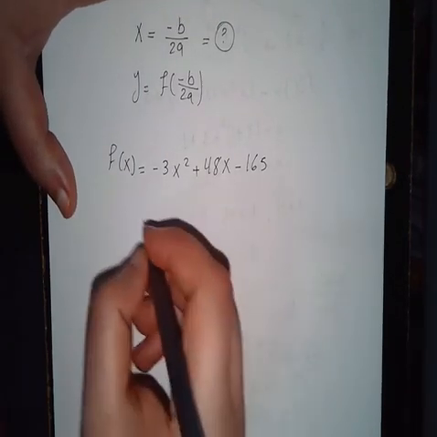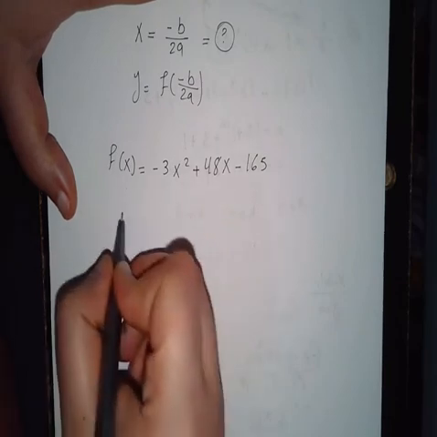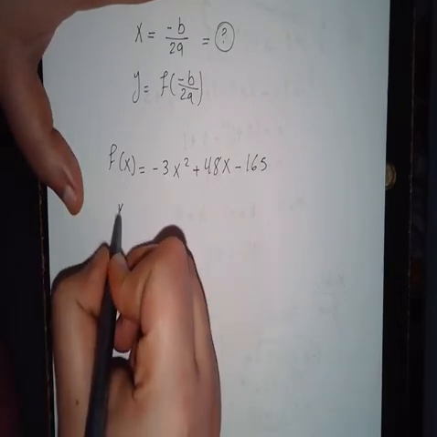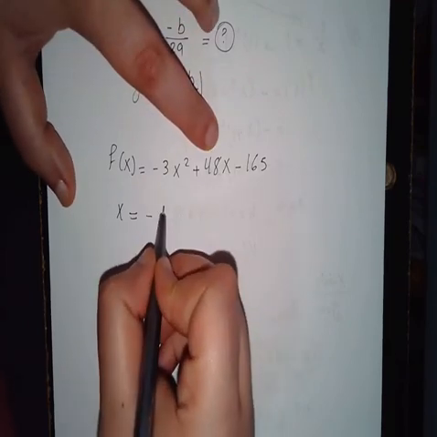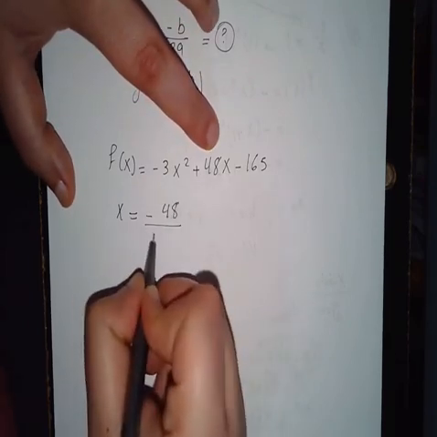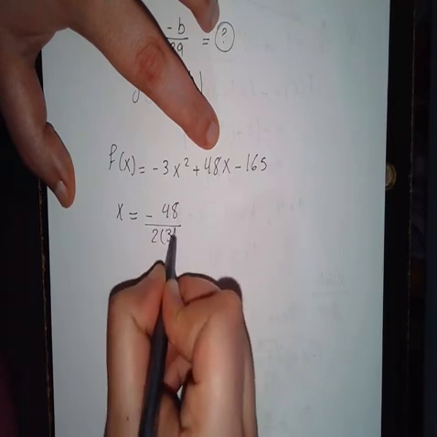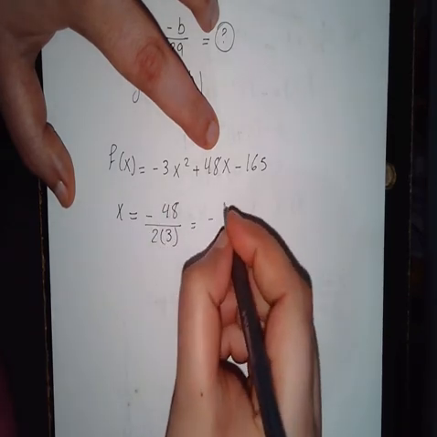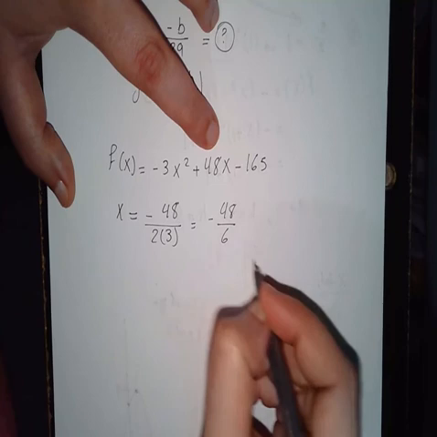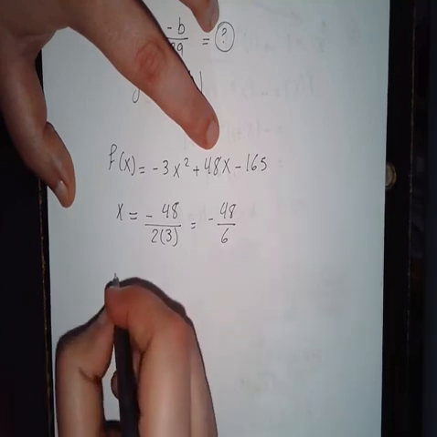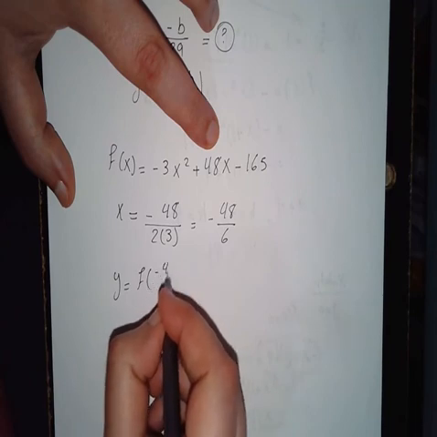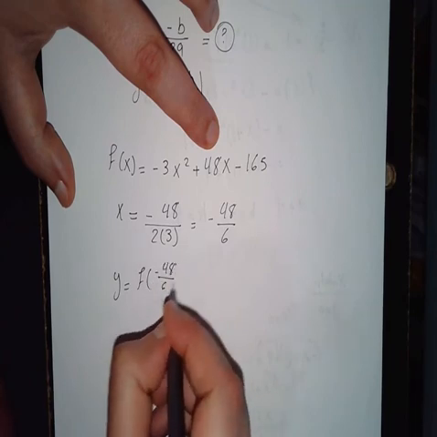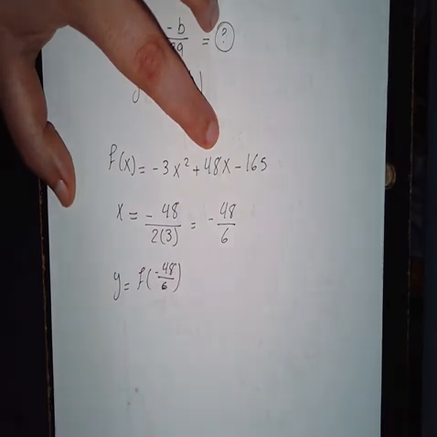All you have to do is the following. You go, okay, x is negative b, which is 48, over 2 times the 3, which means it's 6, right? It's negative 48 over 6. And y is f of that value. Correct?